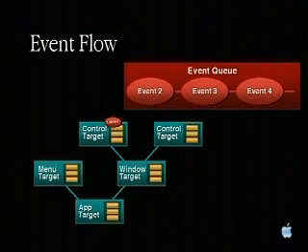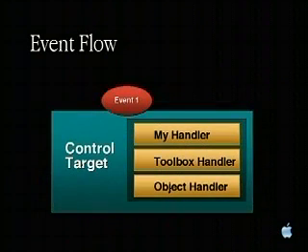Once it gets into the control, it looks something like this. Each control has a target associated with it, and this is the receptor for a Carbon event. Each target can have multiple event handlers installed on that target, and they're installed in the form of a stack. The last handler installed is topmost on the stack. The last handler installed is the first handler to get the events. That is how applications override toolbox behaviors.